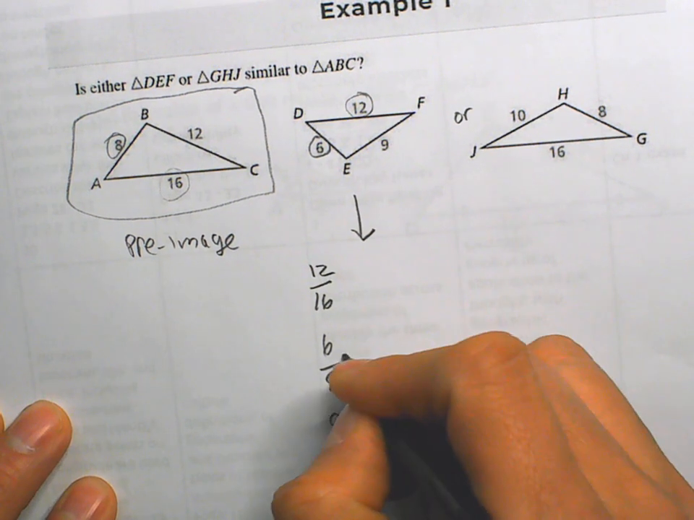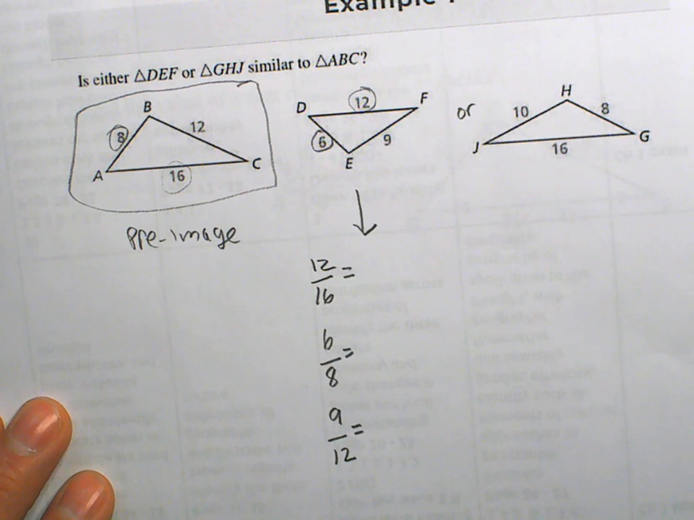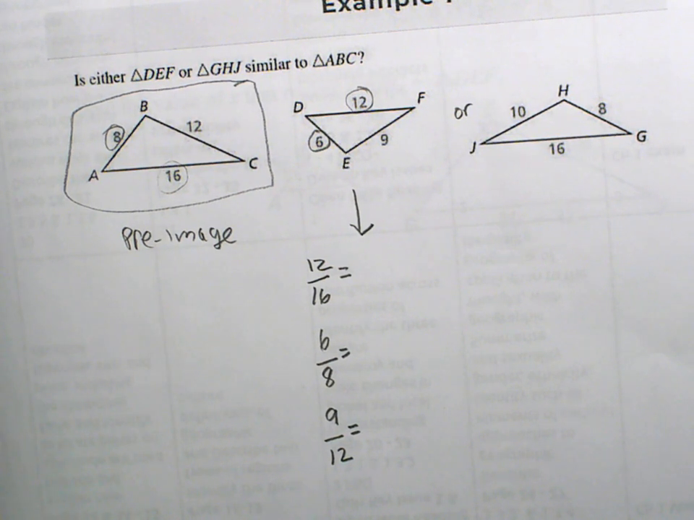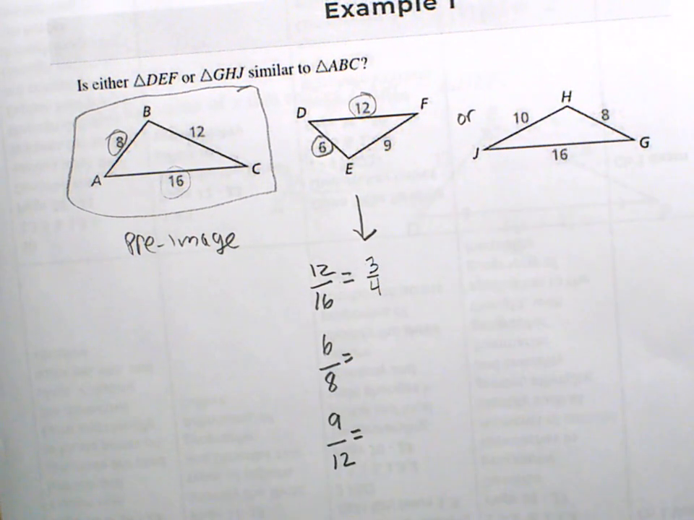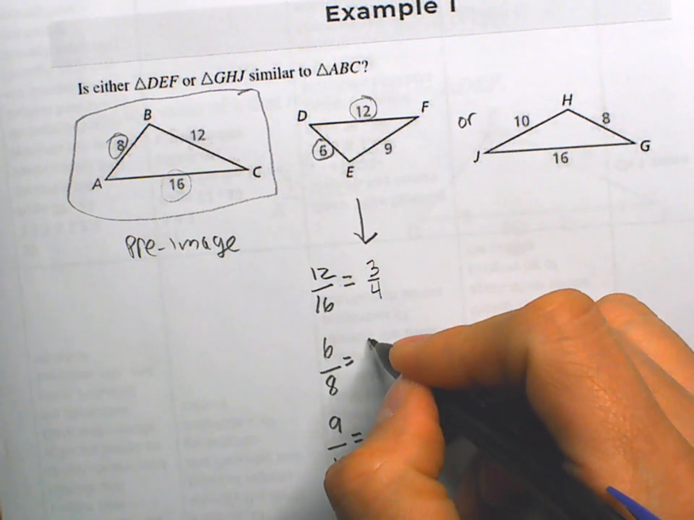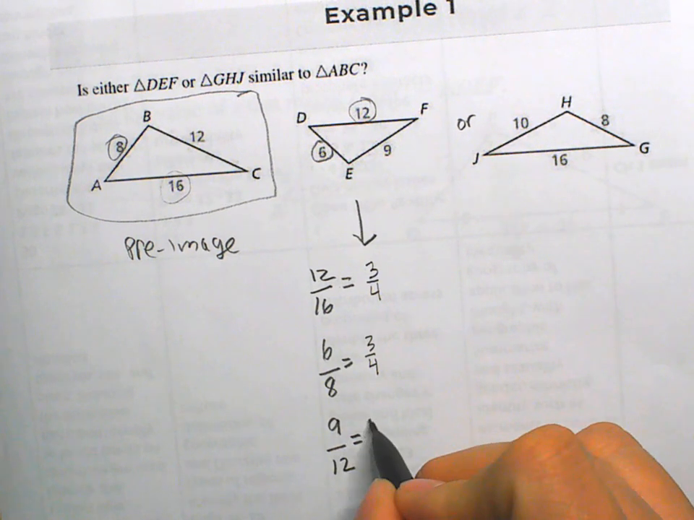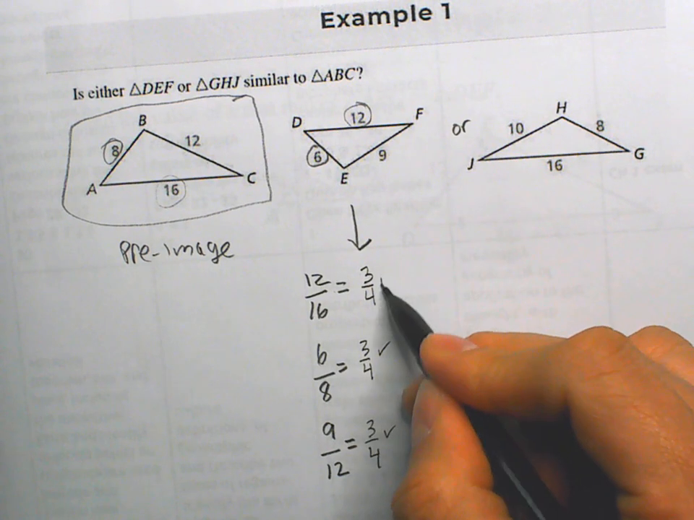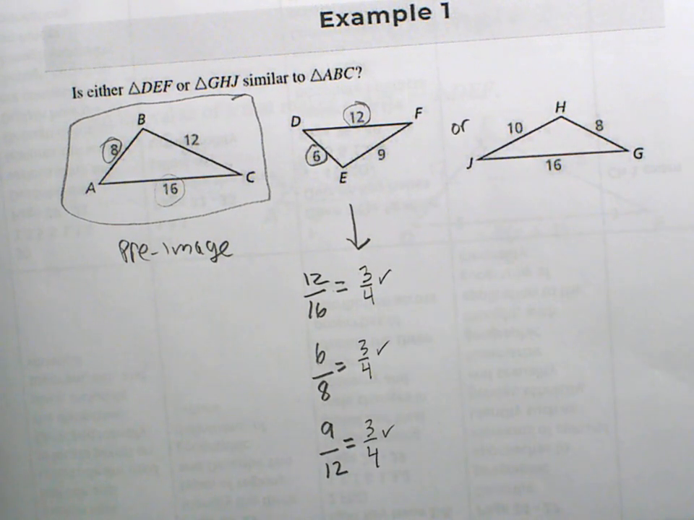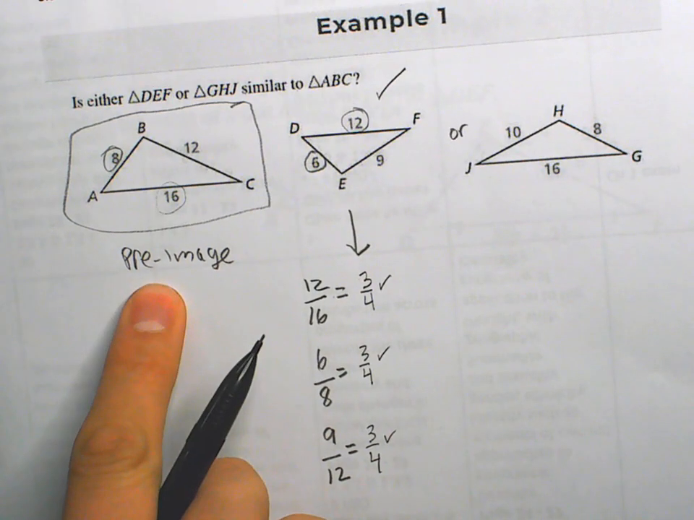Now, if all of these reduce to the same thing, then by the side similarity theorem, these are going to be similar. So 12 and 16 are both divisible by 4. That's going to give me 3 over 4. 6 and 8 are both divisible by 2, which is going to give me 3 over 4. This is divisible by 3, so that's going to give me 3 over 4. And as you can tell, all three of these are the same scale factor, which means that this triangle is going to be similar to this triangle.